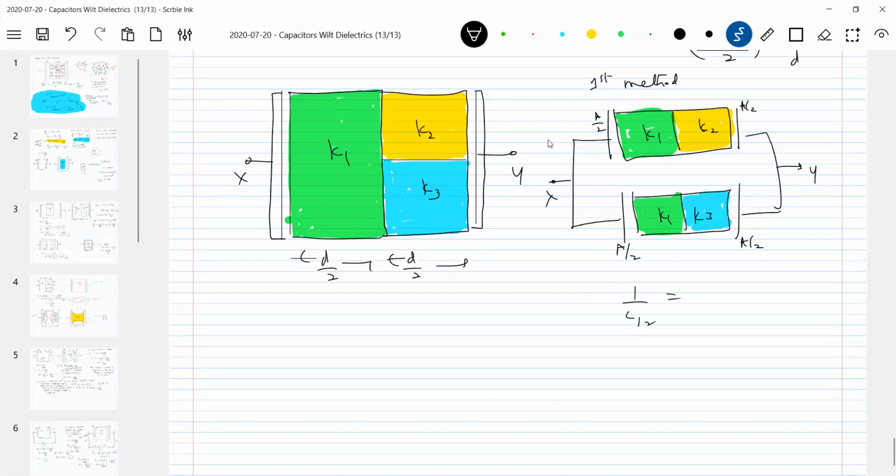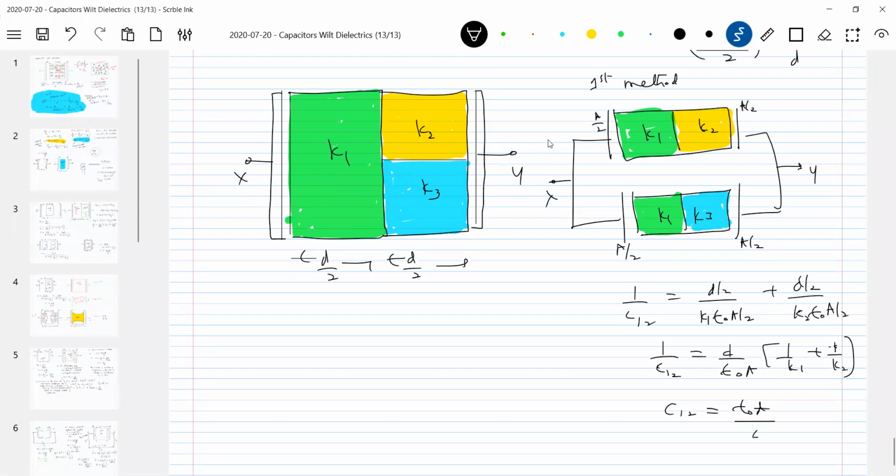1 by C12 should be equal to, this will be the separation between the plates, d by 2 K1 epsilon naught A by 2, plus d by 2 K2 epsilon naught A by 2. I think this by 2 will get cancelled out. So 1 by epsilon naught, 1 by K1 plus 1 by K2. Altogether, what is C12? I can write epsilon naught A by d, K1 K2 by K1 plus K2. Straight away I can write it.